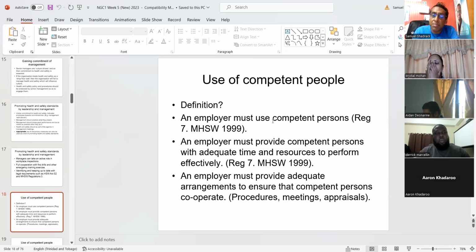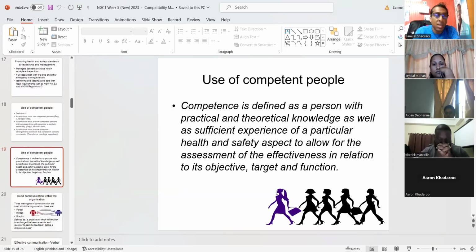An employer must use a competent person. This is a requirement of the Management of Health and Safety at Work Regulations 1999, Regulation 7. An employer must provide a competent person with adequate time and resources to perform effectively, same Regulation 7 of the same law. An employer must provide adequate arrangements to ensure that competent persons cooperate: procedures, meetings, appraisals. What is competence? Competence is defined as a person with practical and theoretical knowledge, as well as sufficient experience of a particular health and safety aspect to allow for the assessment of the effectiveness in relation to its objectives, targets, and functions.